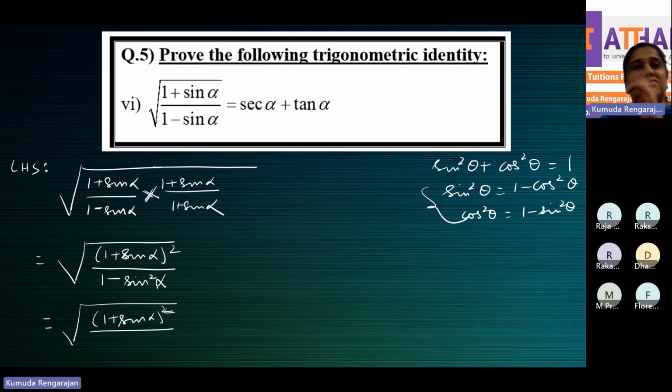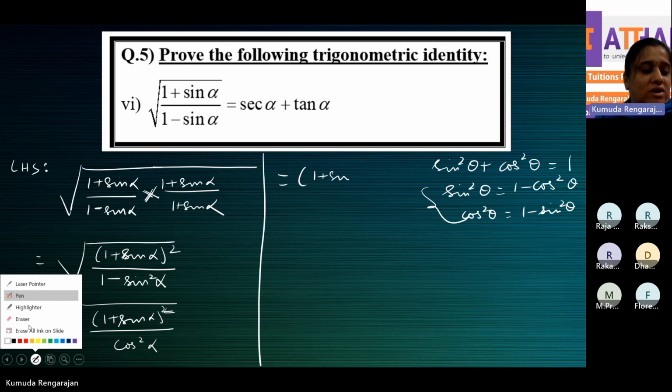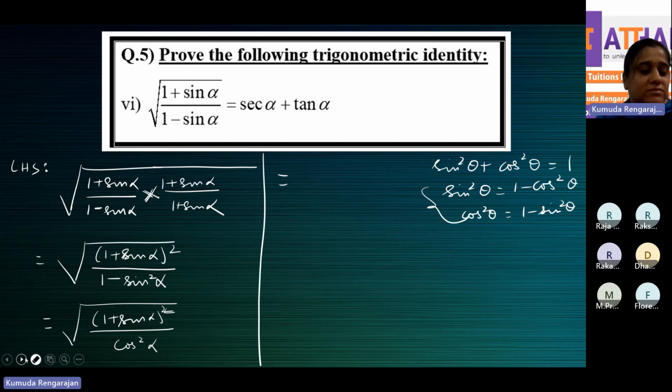So what do you have here? 1 minus sine square alpha, so cos square alpha. Now why are we changing? Because we want to get rid of the square root symbol, and for that it is essential to have expressions which are perfect squares. Now both of them are perfect squares. So what is the square root of (1 plus sine alpha) the whole square? 1 plus sine alpha. And what is the square root of cos square alpha? Cos alpha. Like this, we get rid of the square root symbol by converting the expressions to perfect squares.